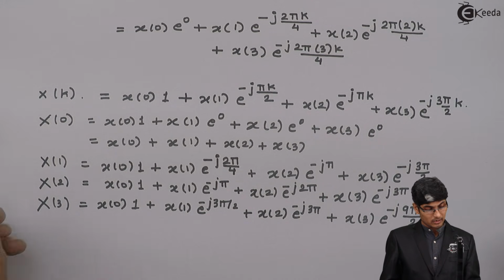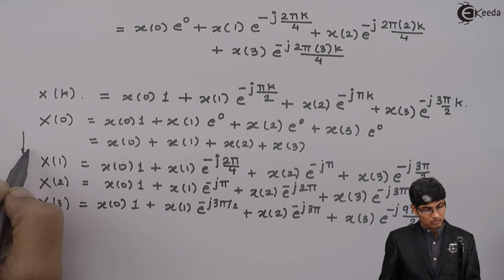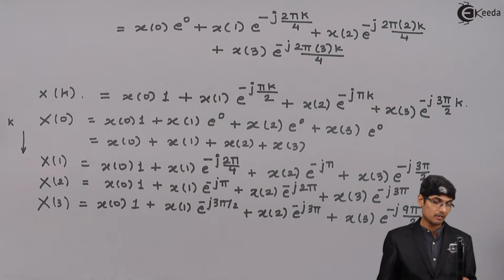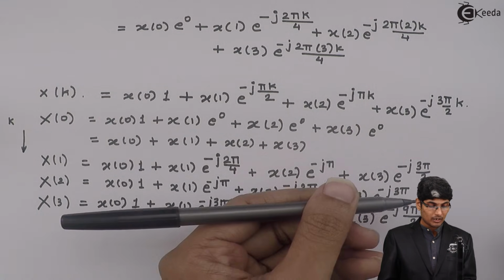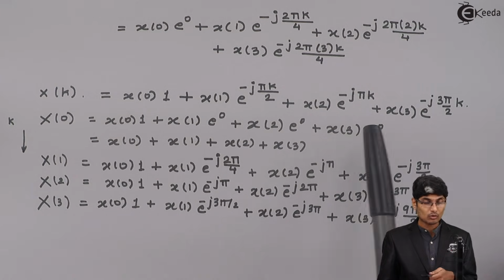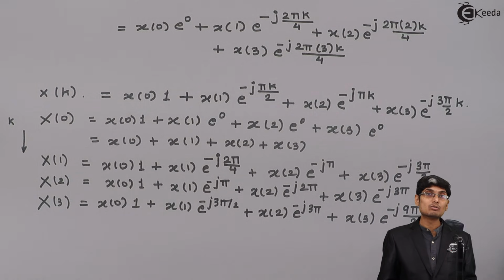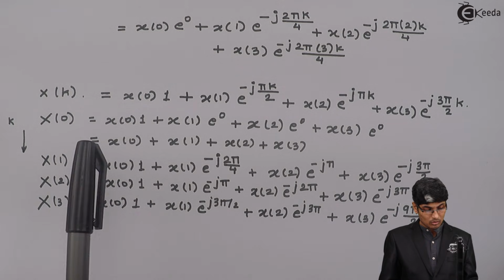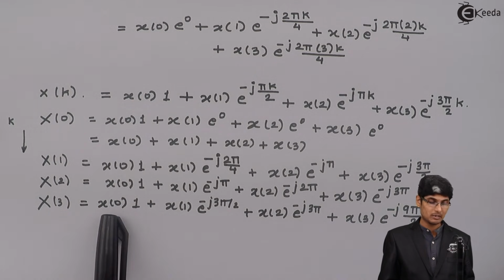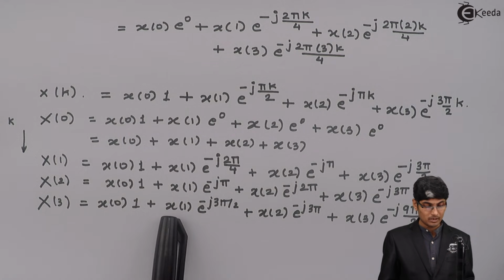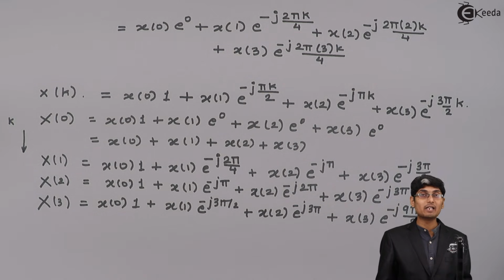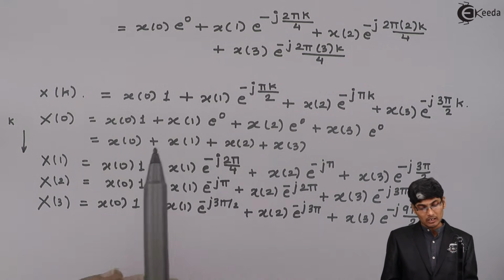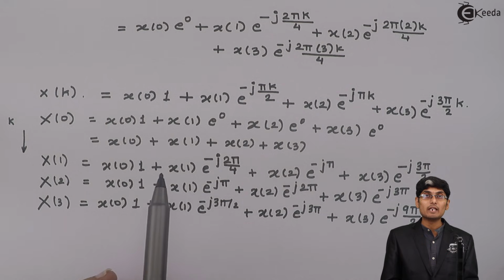So what you see is, as I go on changing the value of k, k equal to 0, 1, 2, 3, I am developing a new row. So this is a complete row. I am developing a complete new row in which x of 0 is the first column element, x of 1 is the second column element, x of 2 is the third column element, and x of 3 is the fourth column element, with a multiplying factor of e raised to minus j 2 pi n k.